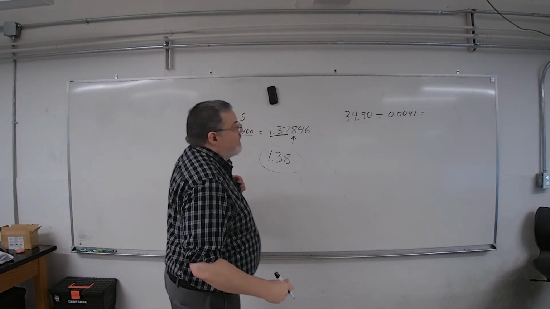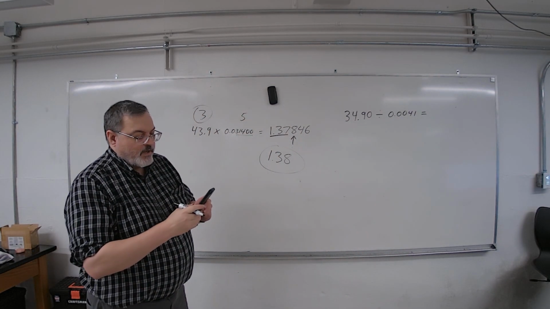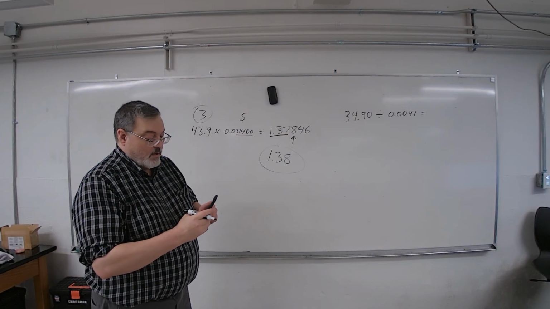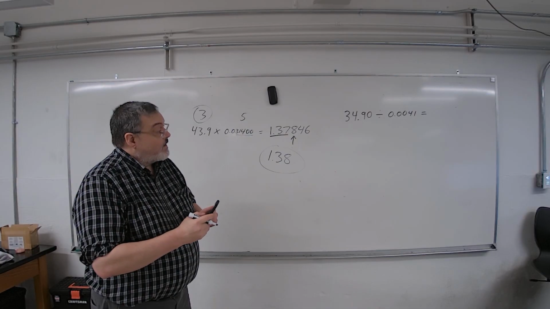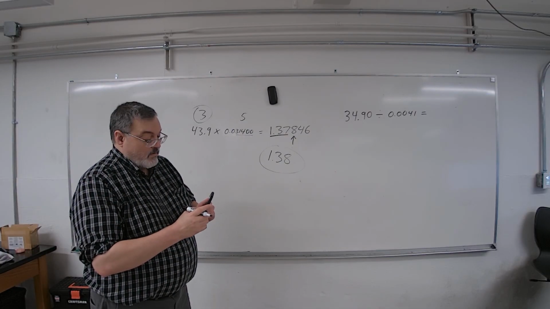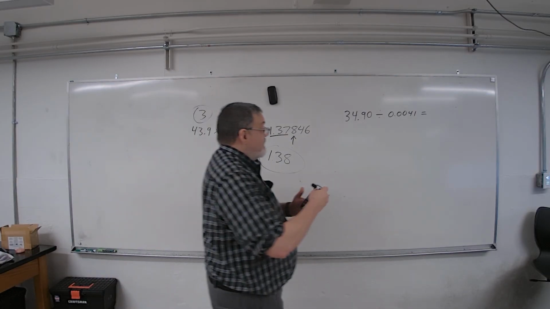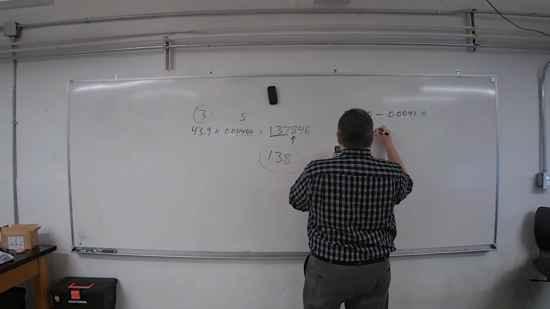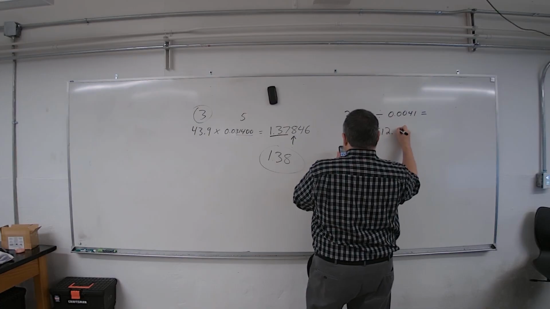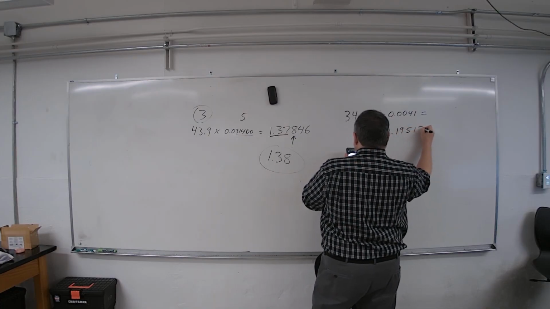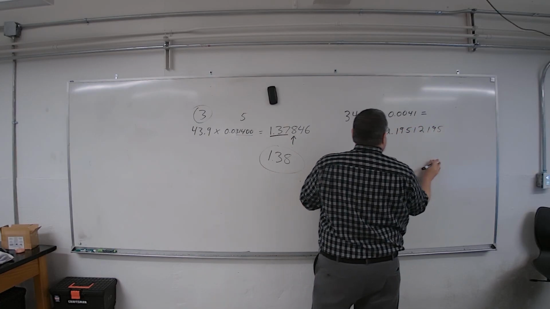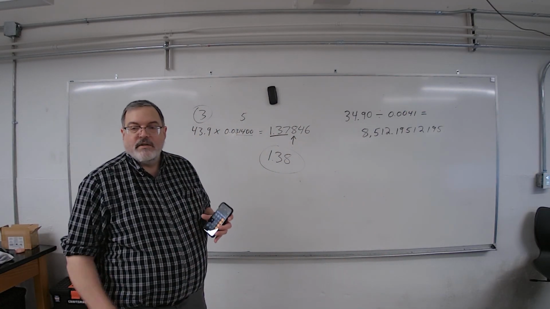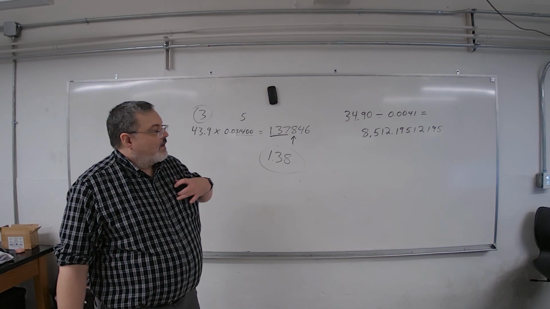There. Start by putting it in your calculator. 34.90 divided by 0.0041, and my calculator says... How many digits your calculator gives you is just based on how wide the screen is. It'll give you everything that's there.